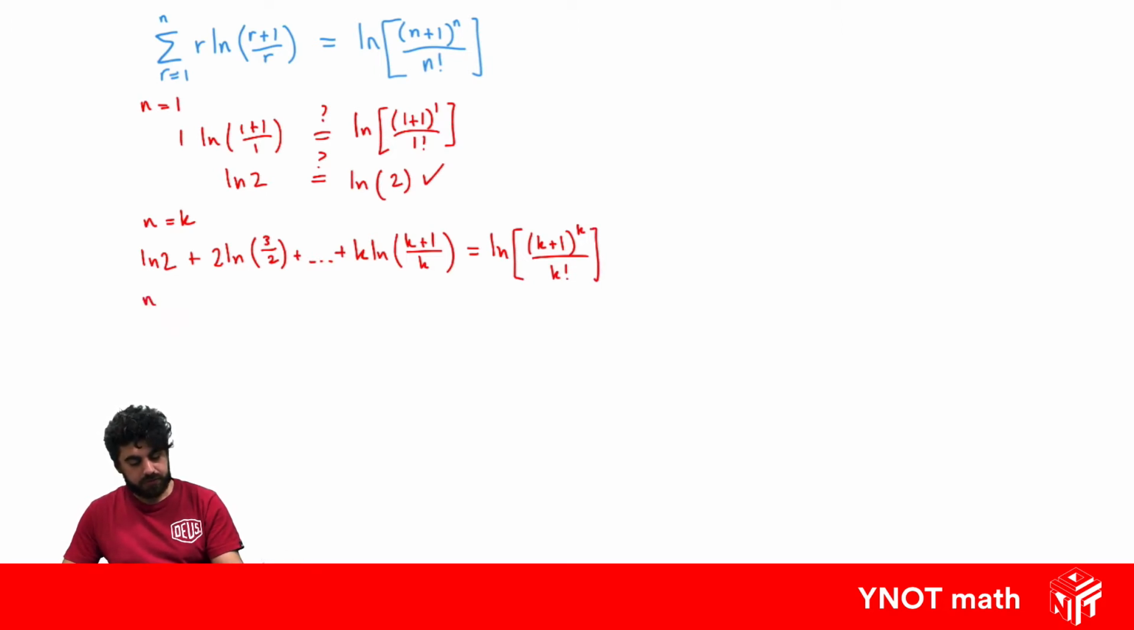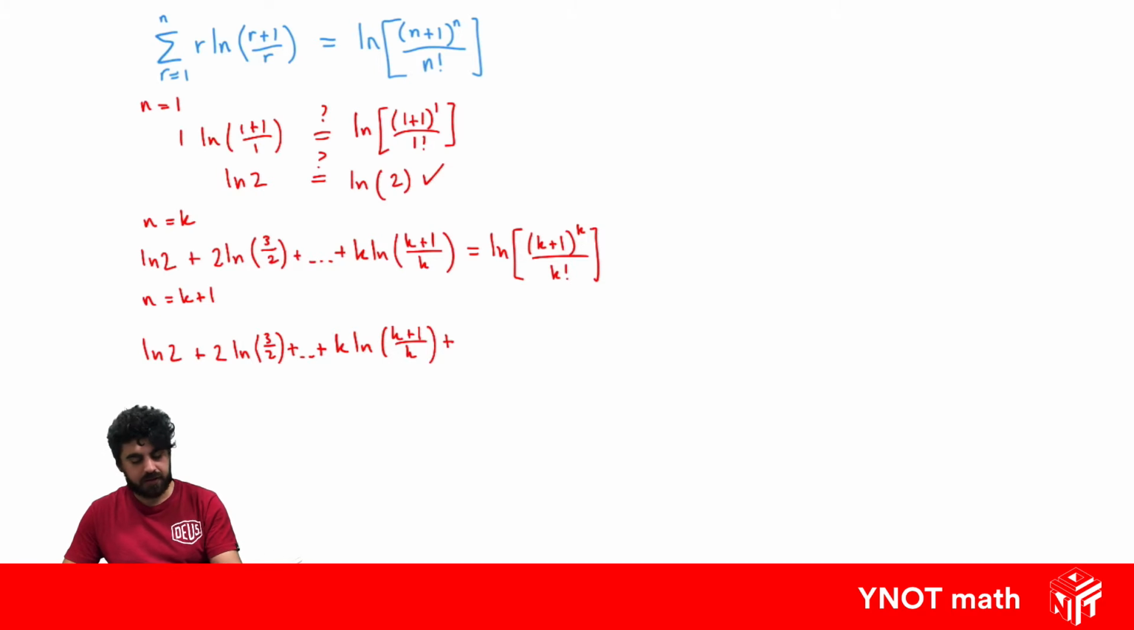Now we're going to prove true for n equals k plus 1. So that all our first terms are going to be the same on the left. So we're going to get ln2 plus 2 ln 3 over 2. It always helps to write our second last term in when up to this step, which is just the k term. So k times ln of (k plus 1) over k.